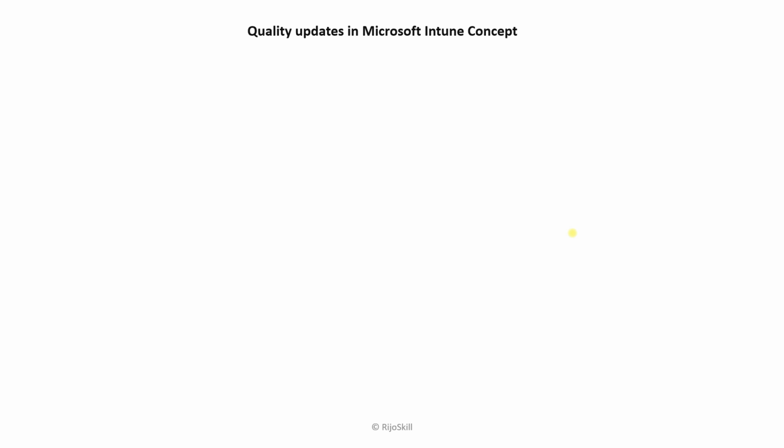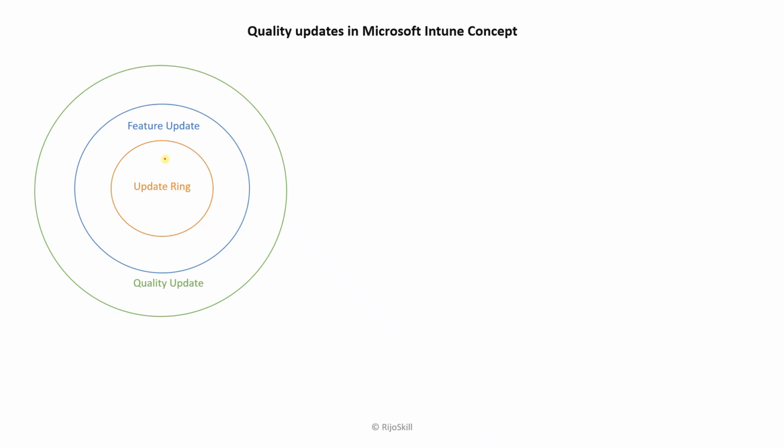First we will discuss the quality update concept in Microsoft Intune. Here you can see I have already configured my update ring, feature update and quality update, and I also put the defer period at 7 days. So what is a quality update? Microsoft implements monthly patching on the second Tuesday of every month. For this quality update you put the defer period at 7 days.